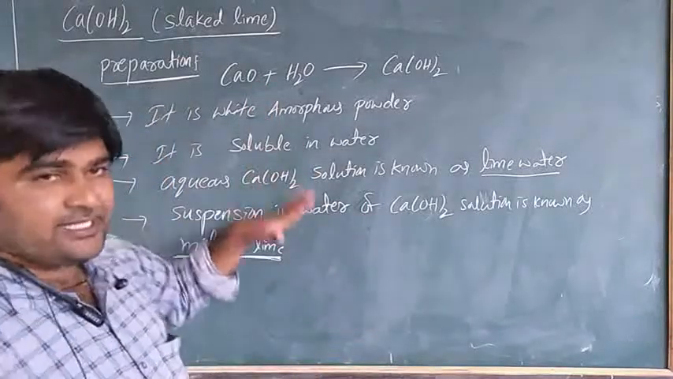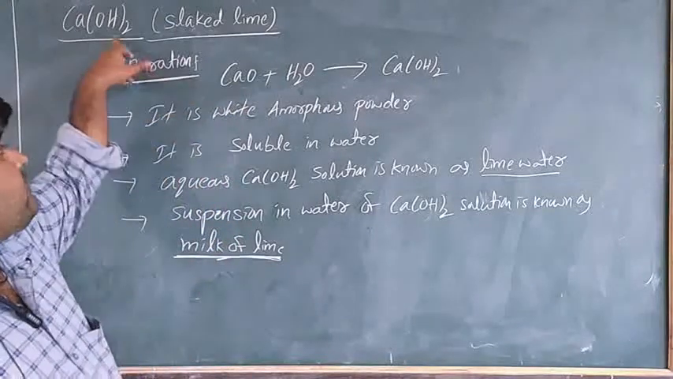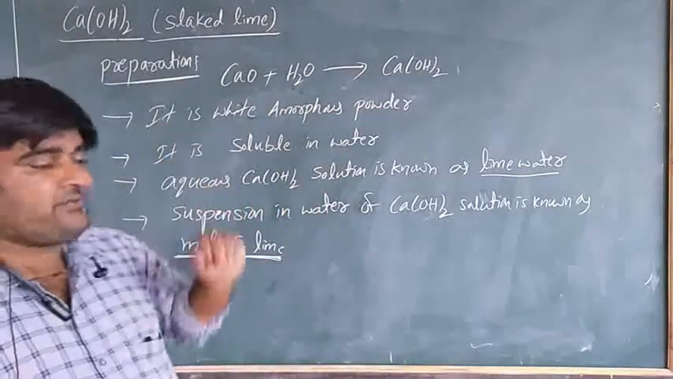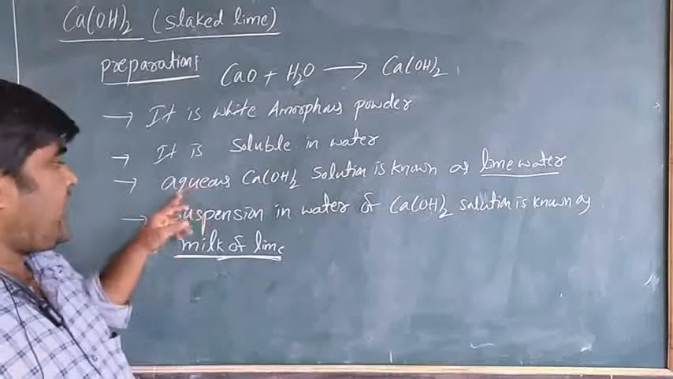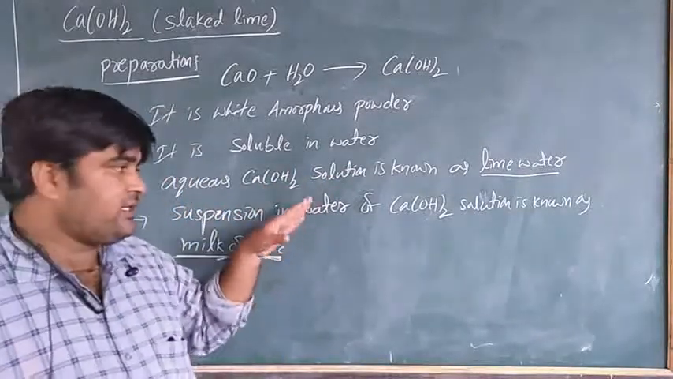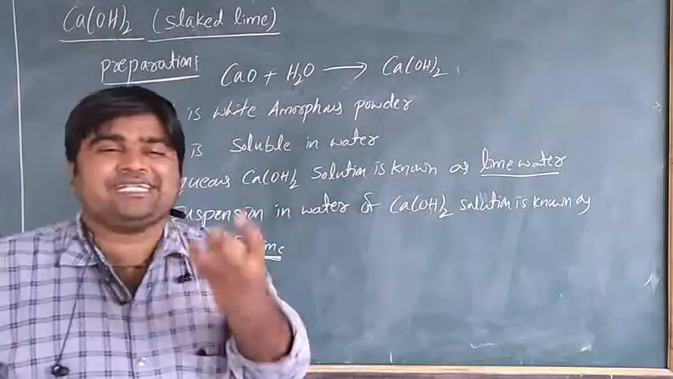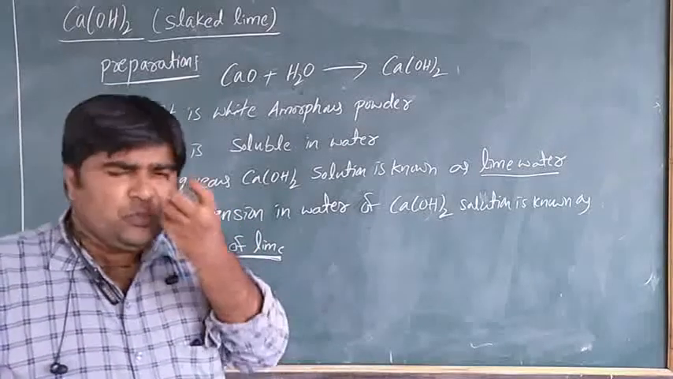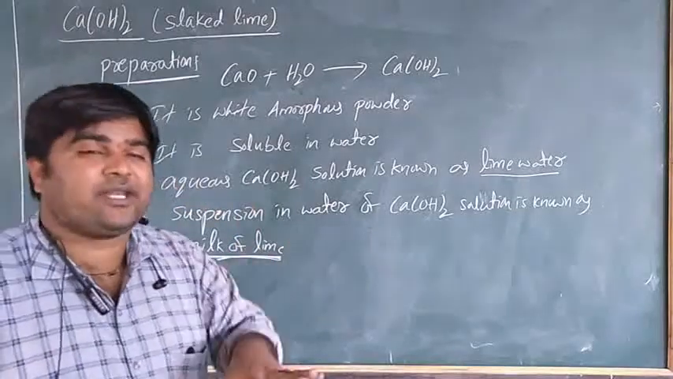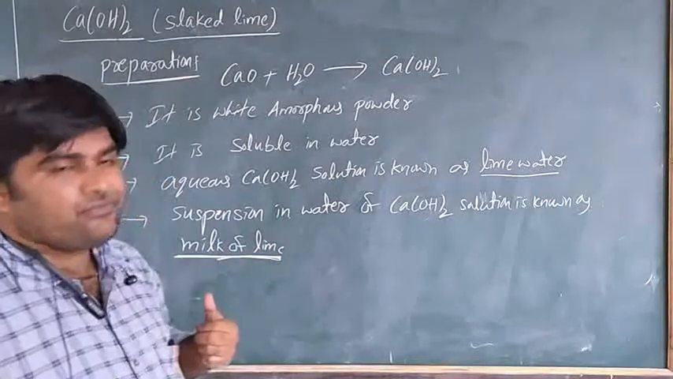From an exam point of view, you have to write these points only. Calcium oxide reacts with water to form calcium hydroxide. It is a white amorphous powder, soluble in water. Aqueous calcium hydroxide solution is lime water. A suspension in water of calcium hydroxide, pure white in color, is known as milk of lime.